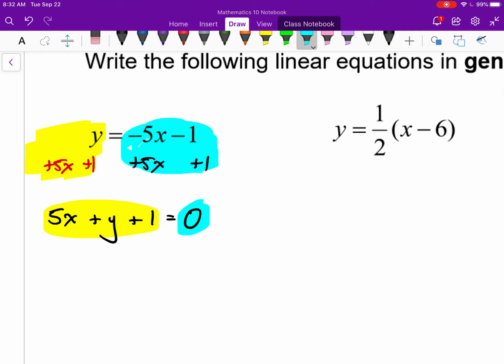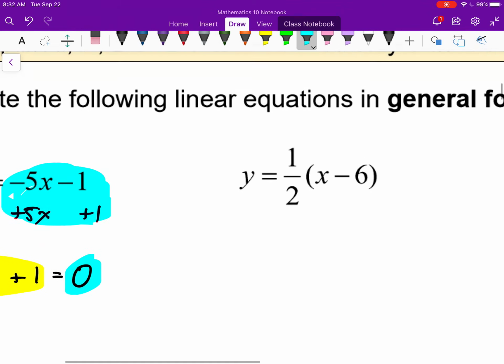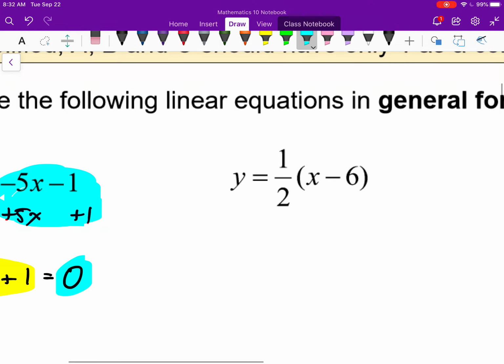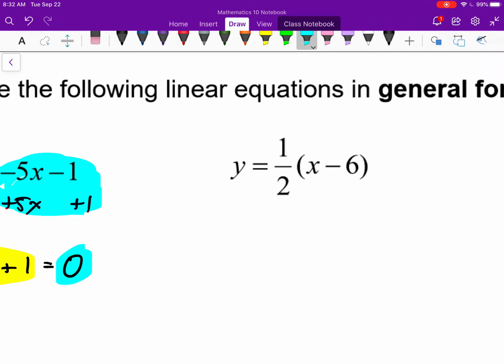In this case, it was very easy to put in general form. Now, I will say general form is not so useful for graphing. It's more useful for other stuff we'll do. But in terms of graphing, I actually like the previous equation better, but they're equivalent. Looking at this next one, I want to put this in general form. I have a bunch of options. I could distribute the 1/2 in front of the x, but I'm actually going to instead multiply both sides by 2.